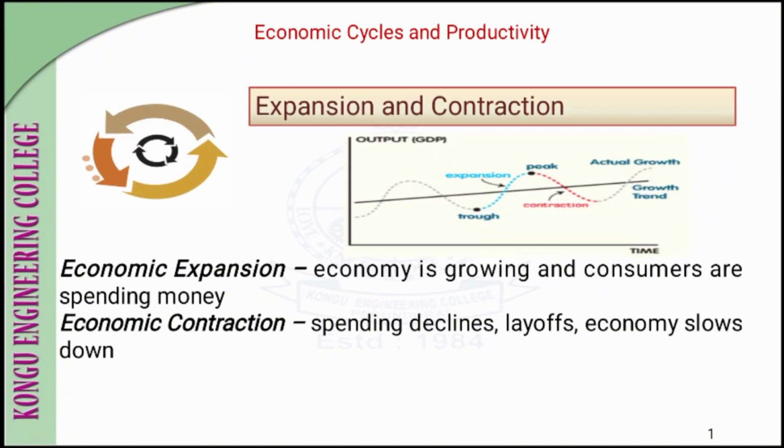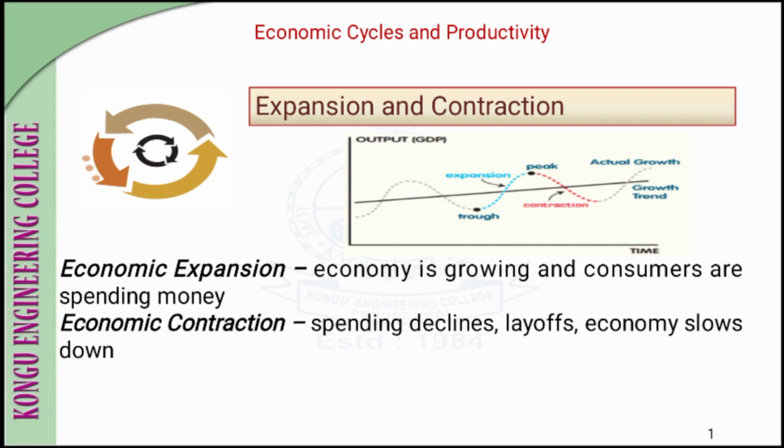So next, economic cycles and productivity. Expansion and contraction. Economic expansion means the economy is growing and consumers are spending money. Economic contraction means spending declines, there are layoffs, and the economy slows down. Whenever any business starts, initially the economy is in the expansion side.